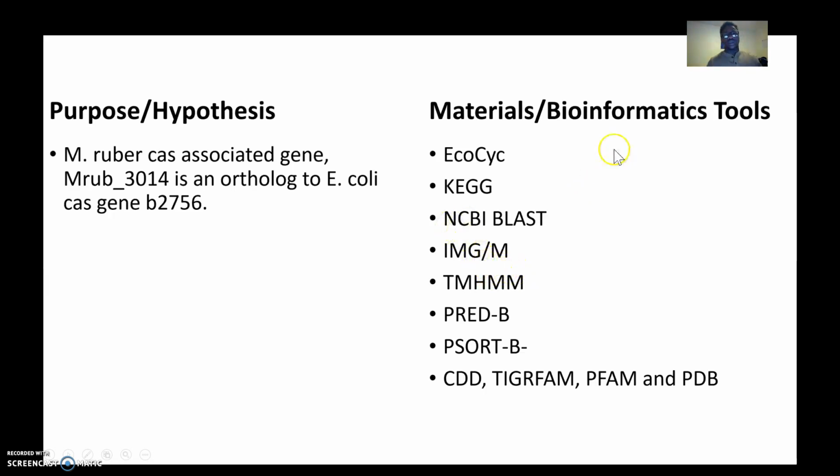I didn't mention this, but CRISPR-Cas systems are typically categorized into 6 types. Each type consists of a specific signature gene. Type 1 has a signature gene known as Cas3. So E. coli is type 1 because it contains Cas3.